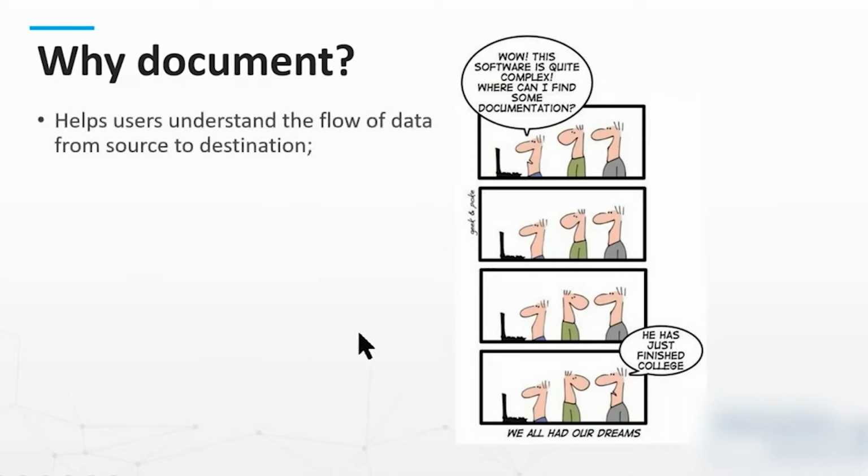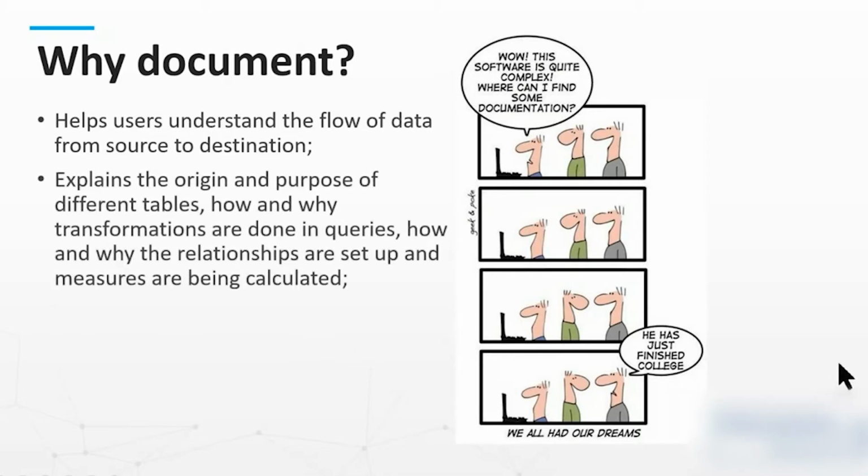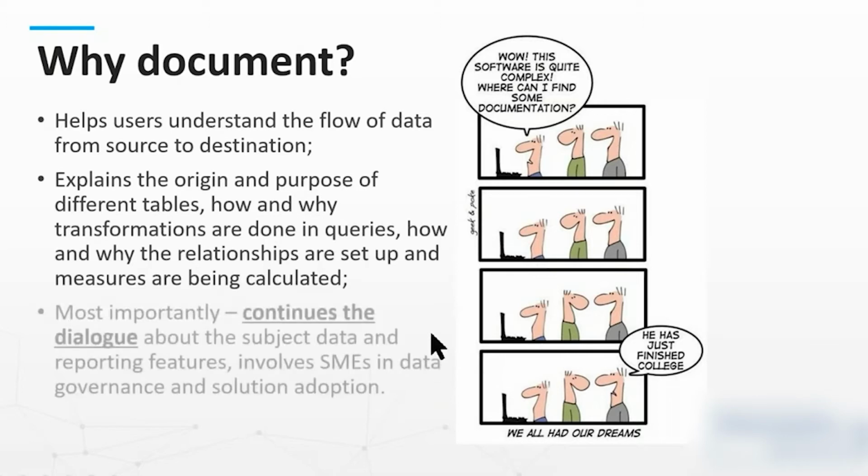But why are we documenting, right? It helps users understand the flow of the data, like how it flows from the original source of record to the destination. And basically, when developers or QA folks look at the origin and purpose of different tables, and they look at the queries, what transformations are being made, how you set up your relationships, how you have set up your measures, what are they calculating?